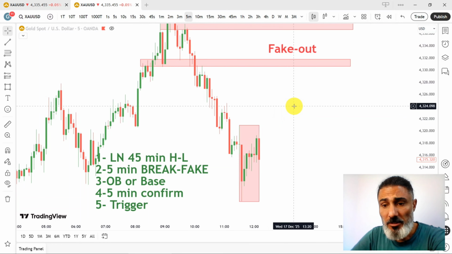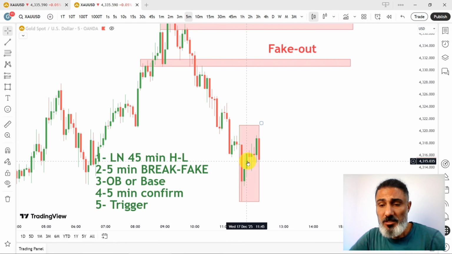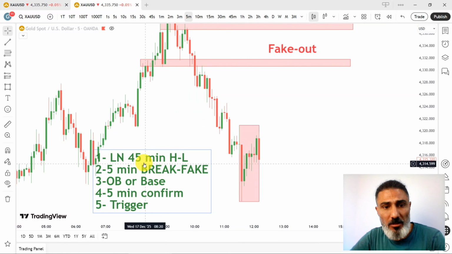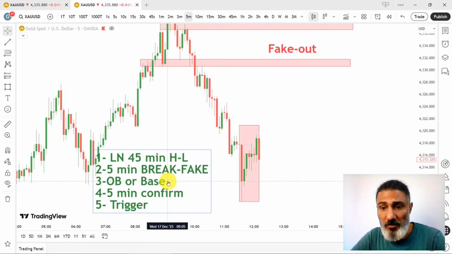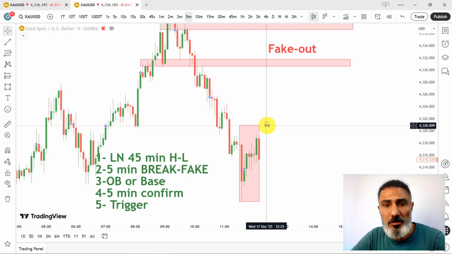For the next example, I have chosen a case where the price fakes out this zone. These are the first 9 5-minute candles of the London session, the first 45 minutes of London. Now we wait for a 5-minute fake out or valid breakout.